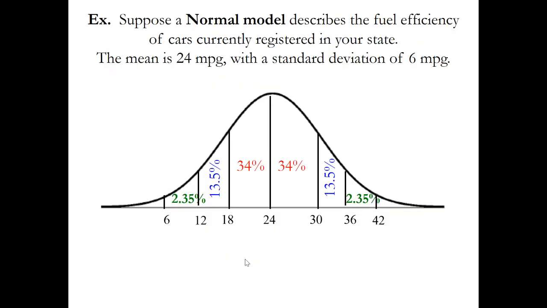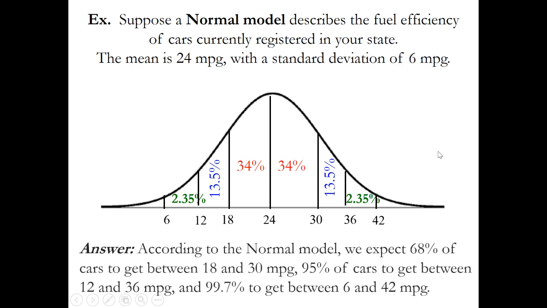But let's say we're going to describe fuel efficiency of cars. So for the next few examples, we're going to talk about cars. They have a mean of 24 miles per gallon and a standard deviation of 6. So I can fill out my chart right here. I've got 24 miles per gallon as my mean, minus 6 miles per gallon, minus another 6, minus another 6. And working upwards, I added 6, added 6, added 6.